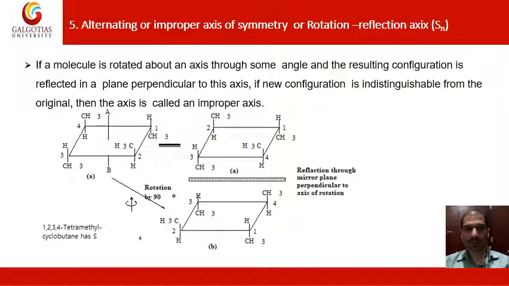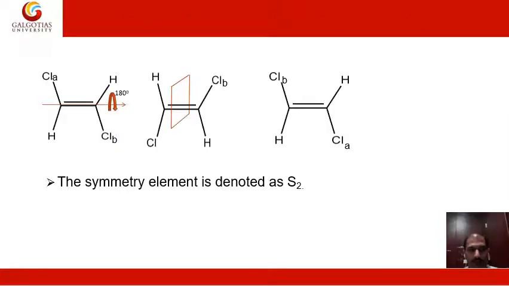An example has been given for 2,3,4-tetramethylcyclobutane, which has S4 symmetry. What is the meaning of S4 here? It is not actually C4. Suppose the molecule is like this and can be written like this. If you just take the mirror image of this molecule, the symmetry element is denoted as S2 in the case where the rotation is 180 degrees.